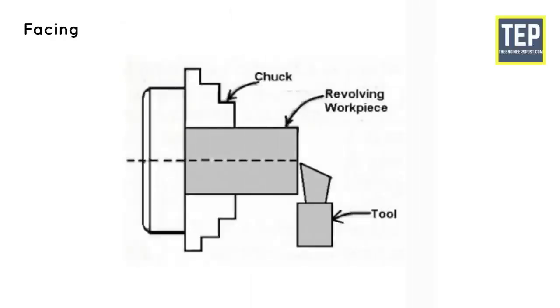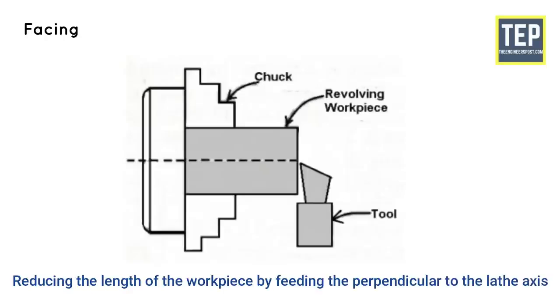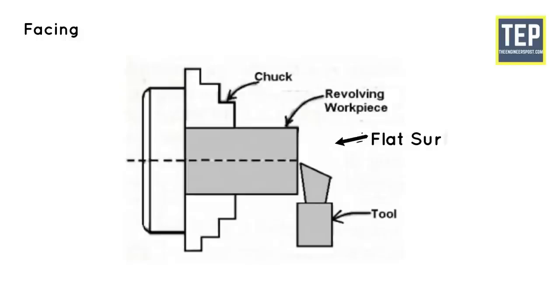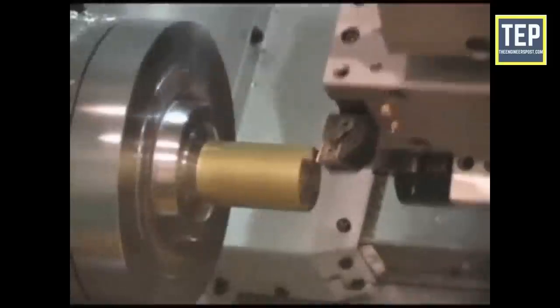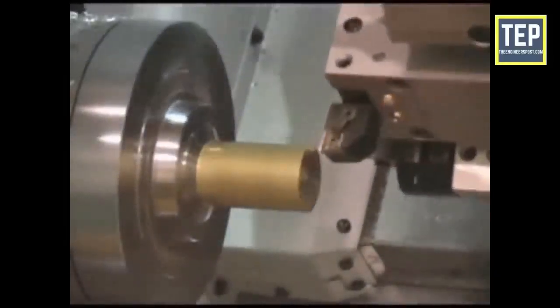Facing. Facing is an operation of reducing the length of the workpiece by feeding perpendicular to the lathe axis. This is the operation of producing a flat surface on the end of the workpiece. A regular turning tool or facing tool may be used for this operation. The cutting edge of the tool should be set to the same height as the center of the workpiece.